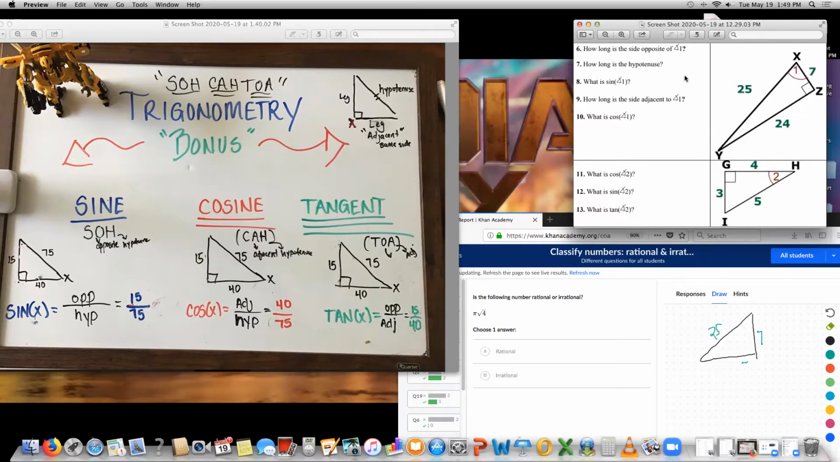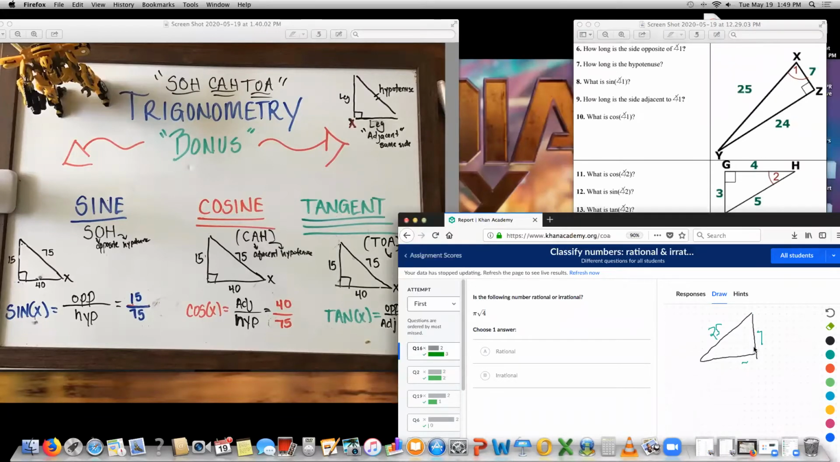24. Good, 24. Let's knock these out so we can move on to the harder stuff. As you can see, angle X is sitting in the corner, and like Denicia said, the opposite side of that one was 24. That was correct. How long is the hypotenuse? 25. So now what would be the sine of X? Remember, the sine is the opposite over the hypotenuse. They gave you the two numbers to put in the fraction. The sine of X is 24 over 25. That's correct. Opposite over hypotenuse.